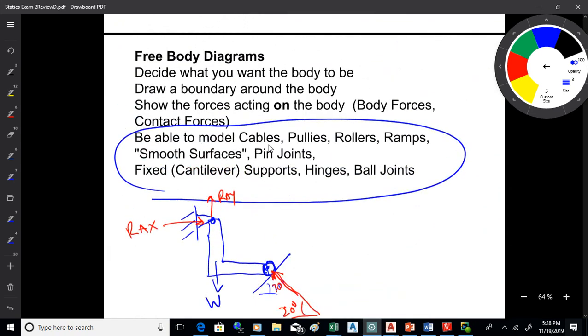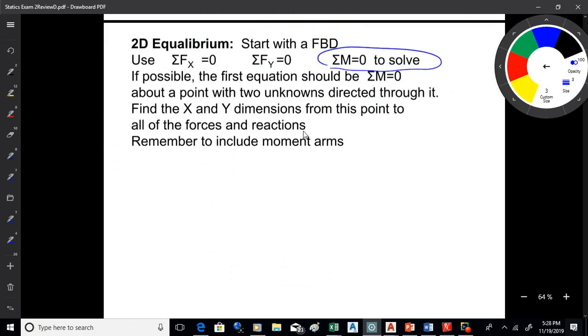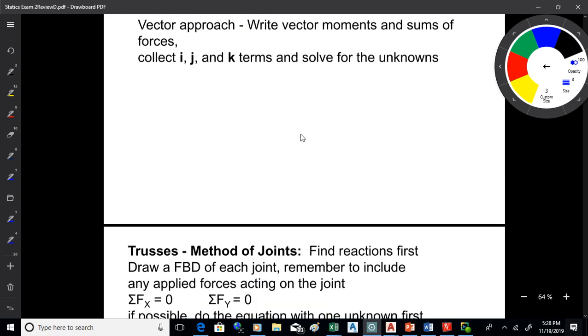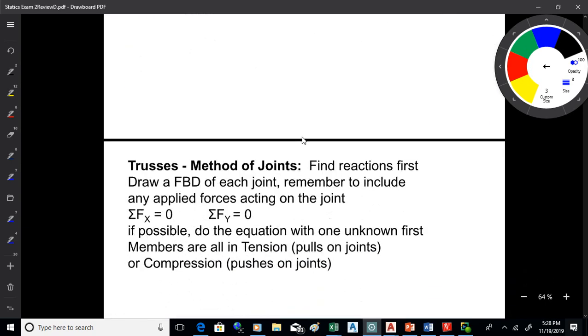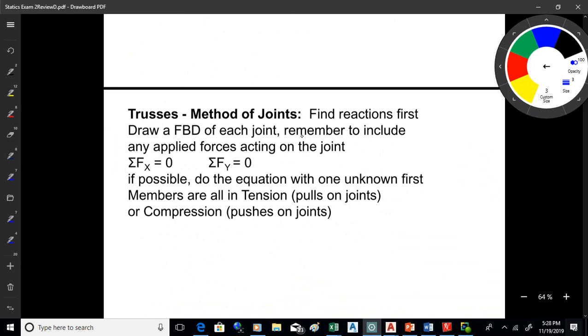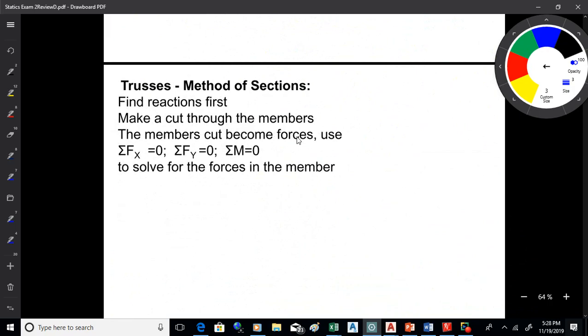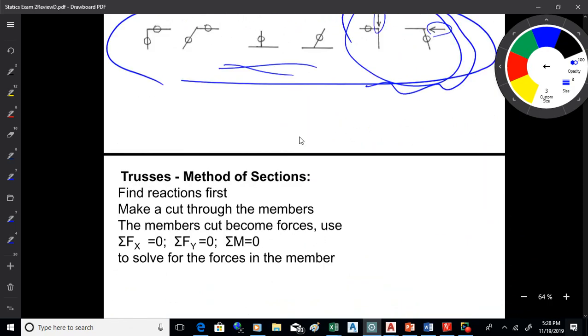Free body diagrams, of course, we'll use when we're doing equilibrium. 2D equilibrium will be on there. 3D equilibrium, we'll see. If there is anything on there, it's not going to be that difficult, again, just for the lack of time. Trusses, method of joints will be on there. Method of sections and zero force and all that, maybe a little bit, but I'm not going to have a huge amount of points on that.